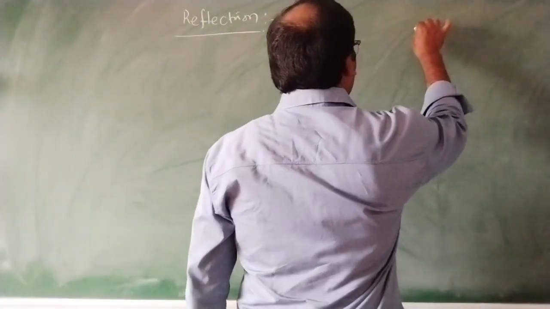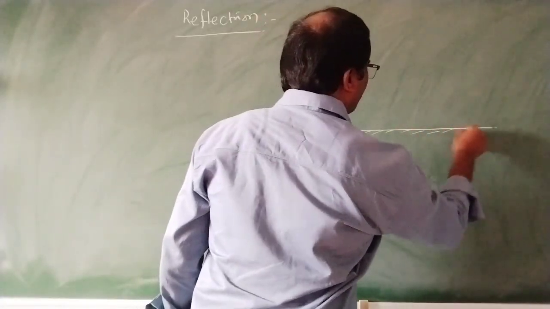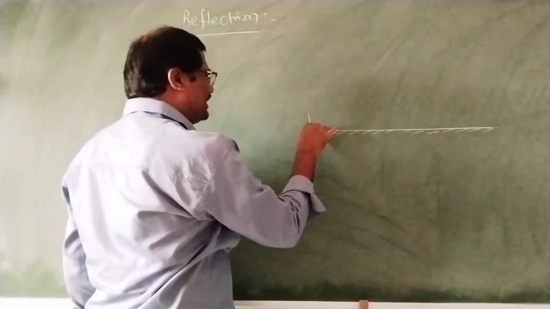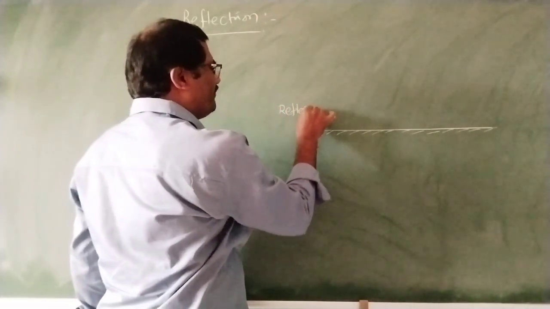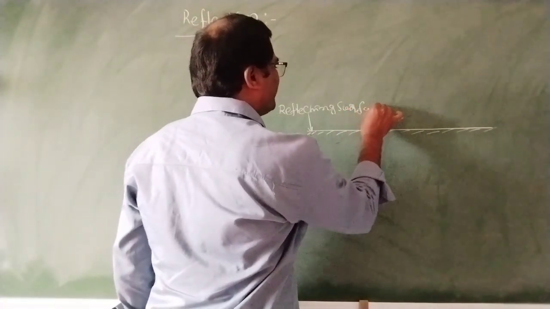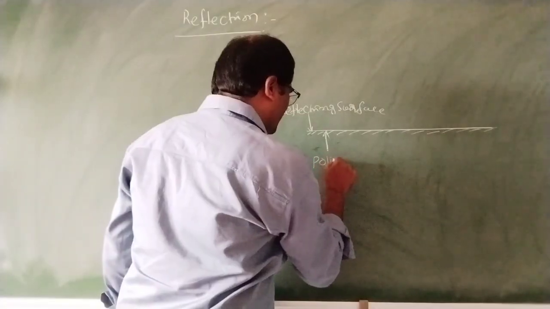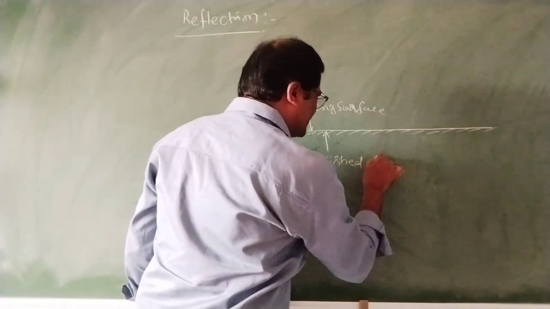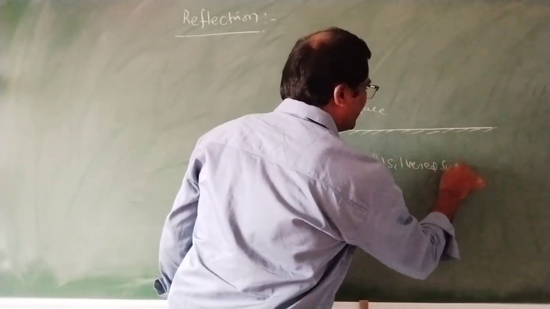This is one example, a mirror. A mirror has two surfaces. This is the highly polished surface, also known as the reflecting surface. The second is the silvered surface.